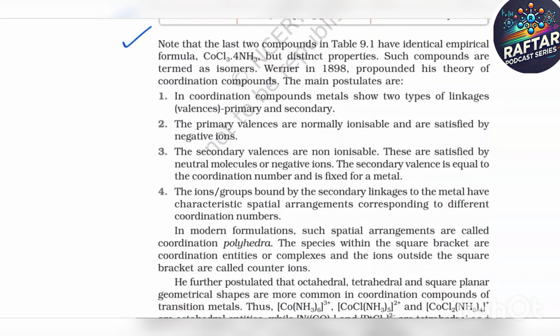Werner in 1893 propounded his theory of coordination compounds. The main postulates are: in coordination compounds, metals show two types of linkages or valencies, primary and secondary. The primary valencies are normally ionizable and are satisfied by negative ions. The secondary valencies are non-ionizable. They are satisfied by neutral molecules or negative ions.